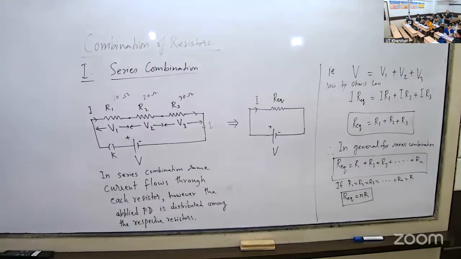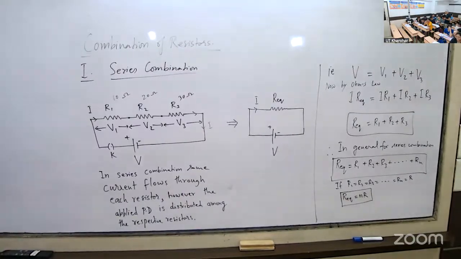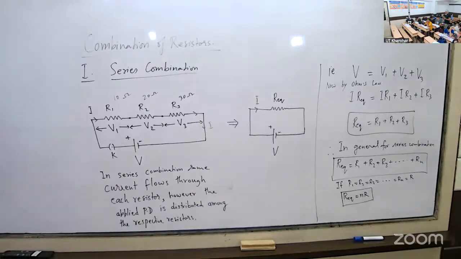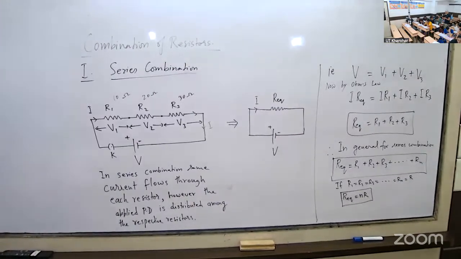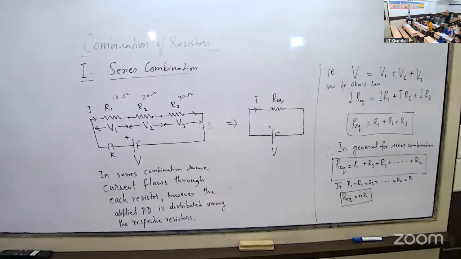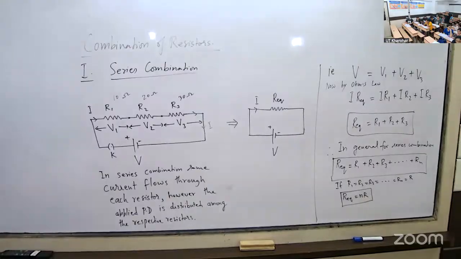We are using the law of conservation of energy. We actually find out the equivalent resistance by using conservation of energy and Ohm's law. Energy here is expressed as what? Energy is W, no? What is V? W by Q. V is the total work done per unit charge. Okay, so conservation of energy gives you this: E equal to V1 plus V2 plus V3.